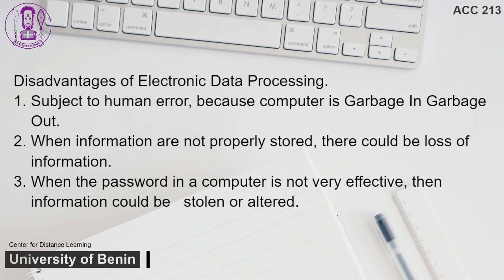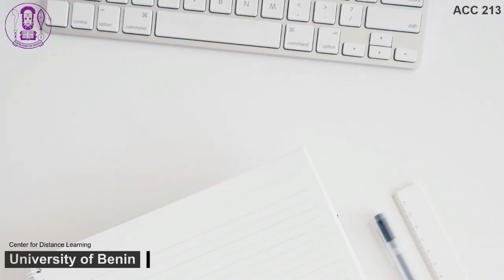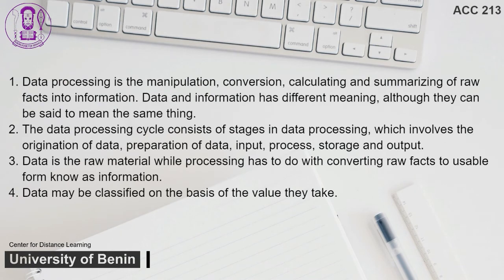Summary of Study Session 7. In this study session, please note the following. 1. Data processing is the manipulation, conversion, calculating, and summarizing of raw facts into information. Data and information have different meanings, although they can be said to mean the same thing. 2. The data processing cycle consists of stages in data processing, which involves the origination of data, preparation of data, input, process, storage, and output.